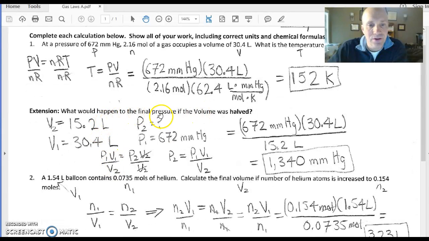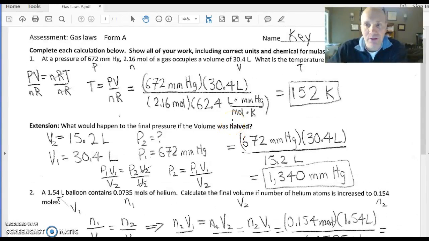What would happen to the final pressure if the volume was halved? All right, remember, if it says change things and how it affects some other parameter, you assume that everything that's not mentioned stays the same. So we're going to have the volume. Well, what was the volume? The volume was 30.4, so the new volume V2 is going to be 15.2, which is half of the original volume, which is 30.4.